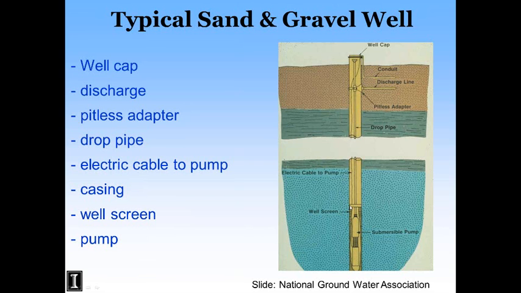You have a screen at the bottom, and usually a submersible pump if it's deep enough. That's on a drop pipe that can be pulled out. A pitless unit, which is you put in a pitless adapter so that this is a water line running to your house, so it's below the frost line. So the idea is by having a pitless adapter, you don't need a well pit.